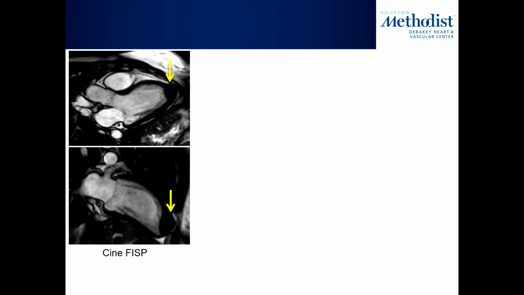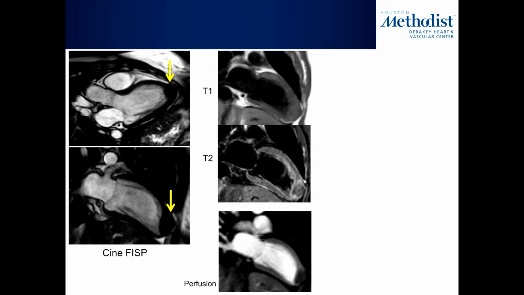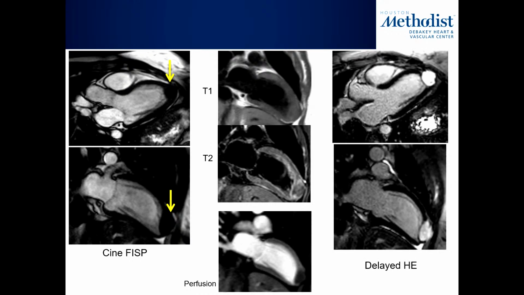So here was a lesion that was at the apex of the heart, round, and we're all wondering, what is this? On T1, you can see it's dark. On T2, it looks maybe a little bit brighter than the myocardium. And on first pass perfusion, really not much uptake, but very characteristic findings on your delayed hyperenhancement images. You have significant contrast uptake by this mass.